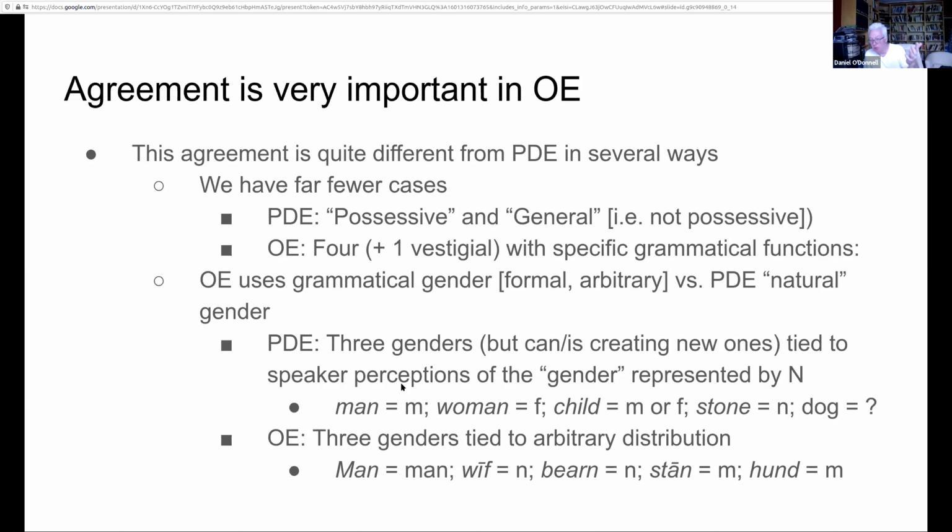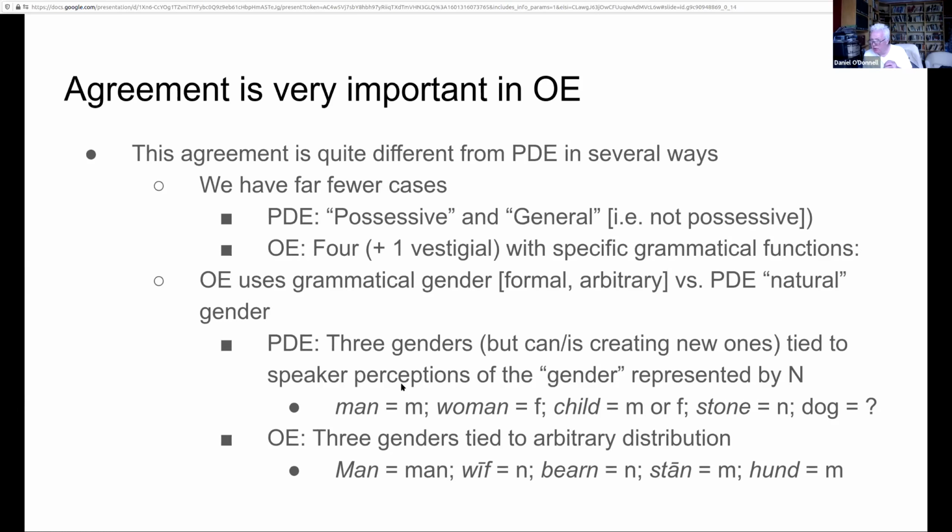So for example, the word man we think is masculine because we think men are masculine. Woman is feminine gender because we think women are feminine. Child is masculine or feminine depending on which kind you think it is. Stone is neuter because we don't think stones have gender. And dog, well, it really depends. If you're talking about a dog, you could use it or you could use masculine or feminine.